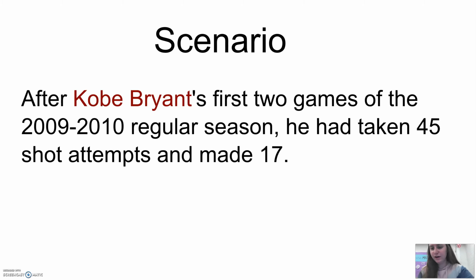So I thought I'd make this video to help you guys figure out confidence intervals. Here's the scenario. Kobe Bryant had 2 games in his regular season and he took 45 shots and he only made 17, which, yikes, not that good. So what we're going to do is try and find the confidence interval based on this.